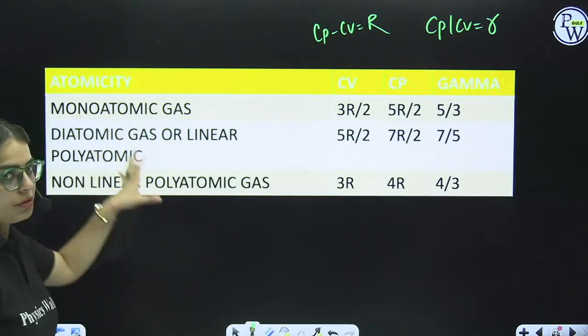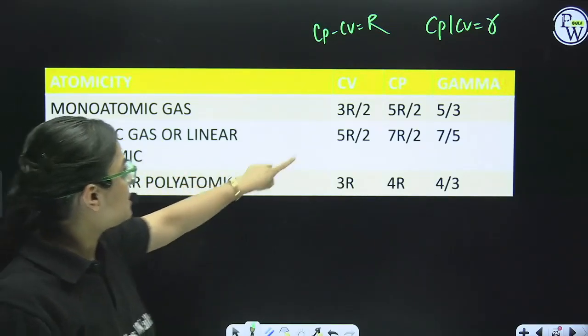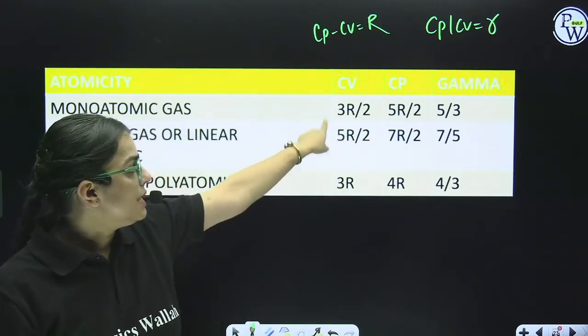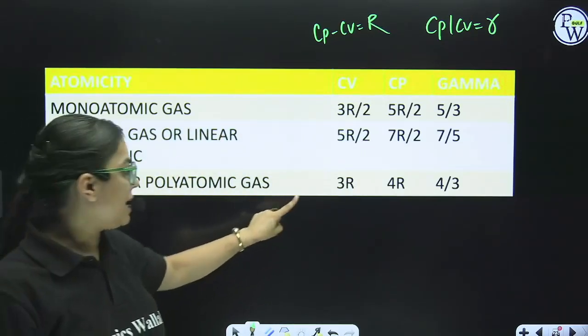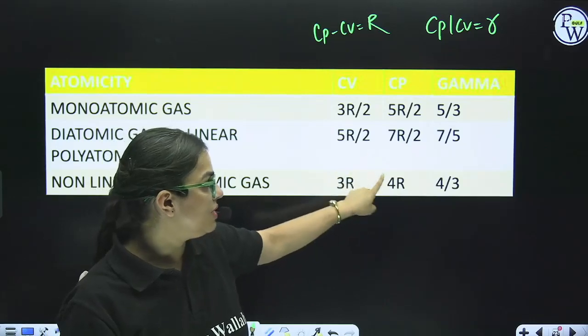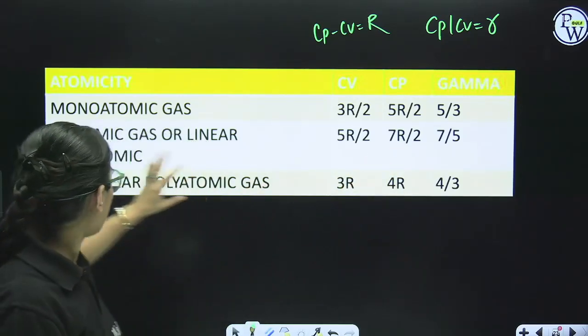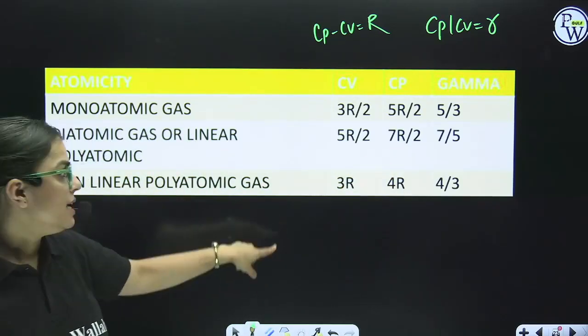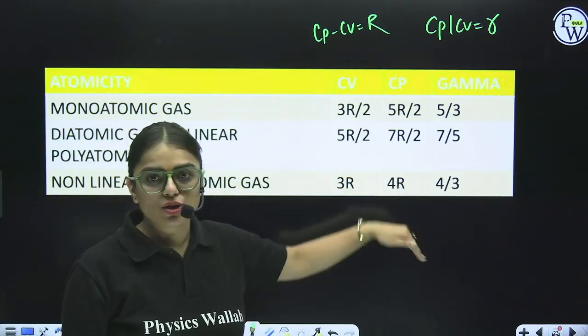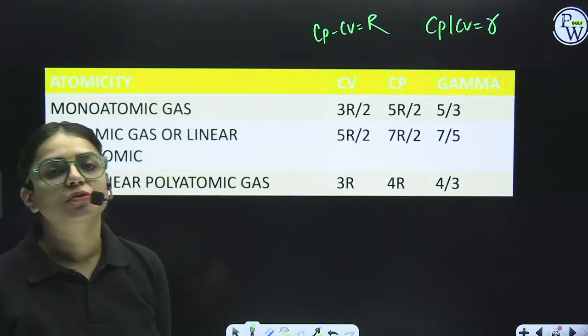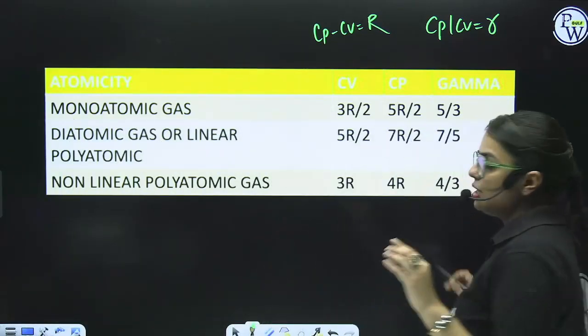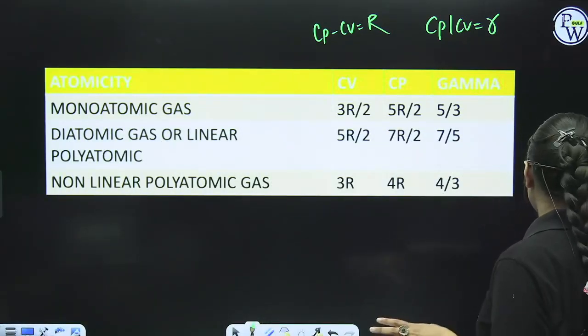Now coming to different gases. If you have a monoatomic gas, Cv value is 3R by 2, Cp value is 5R by 2. For a diatomic gas or linear polyatomic gas, you are going to get 5R by 2 as Cv and Cp is 7R by 2. What is it for non-linear polyatomic gas? Cv is 3R, Cp is 4R. So Cp by Cv is gamma. You can calculate gamma and you can use that for the work done in an adiabatic process. You can use this gamma value over there and calculate work done.